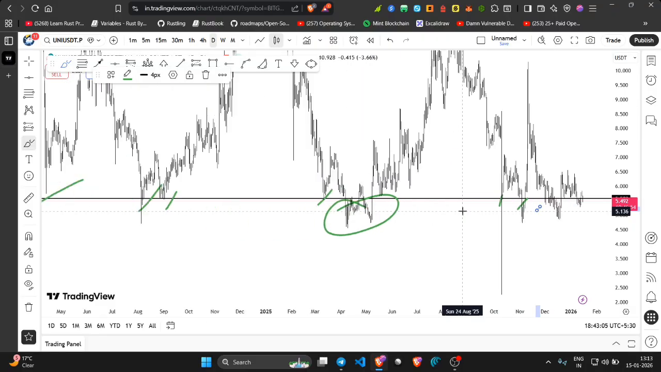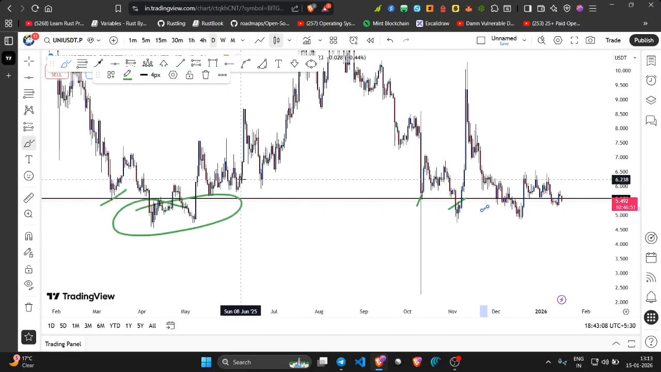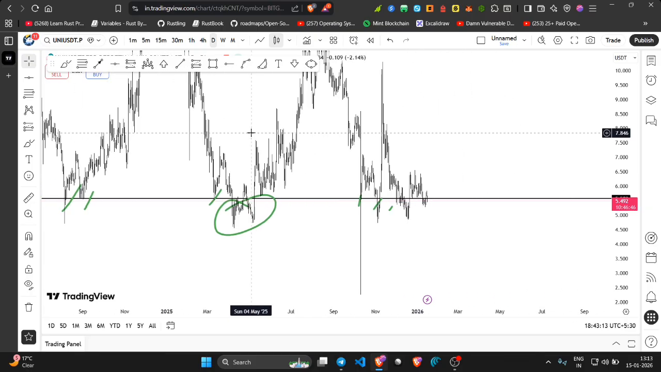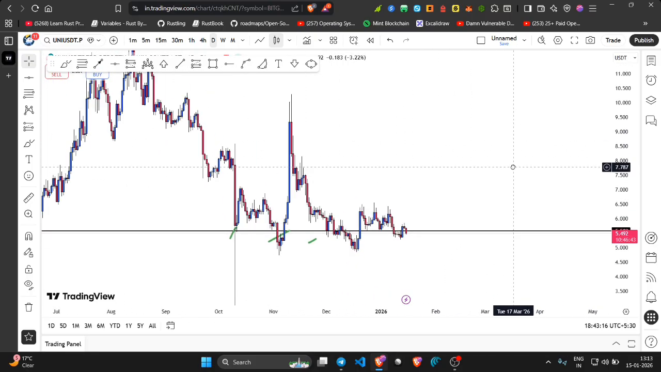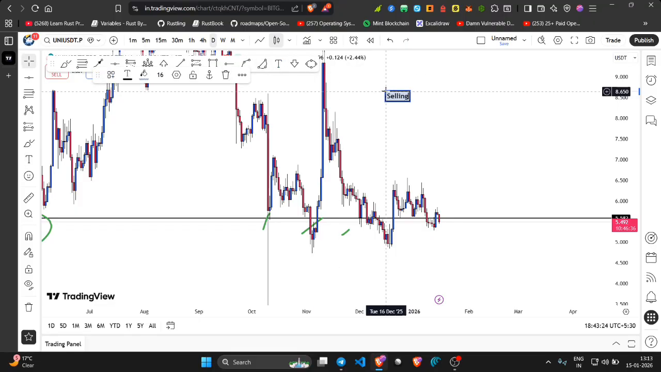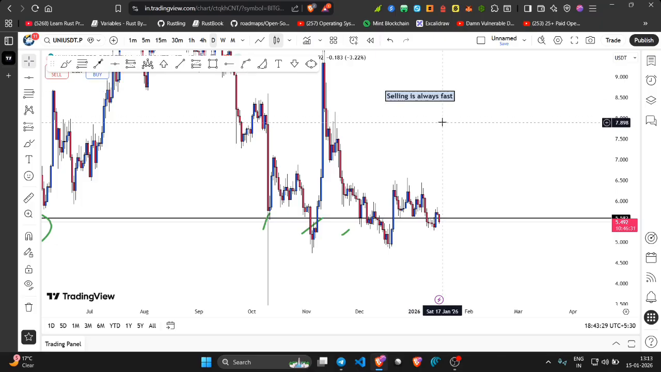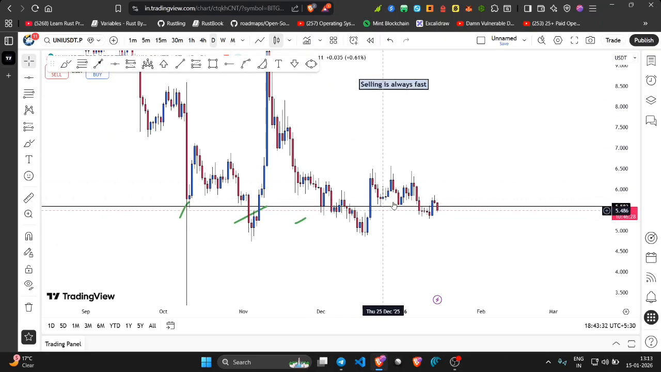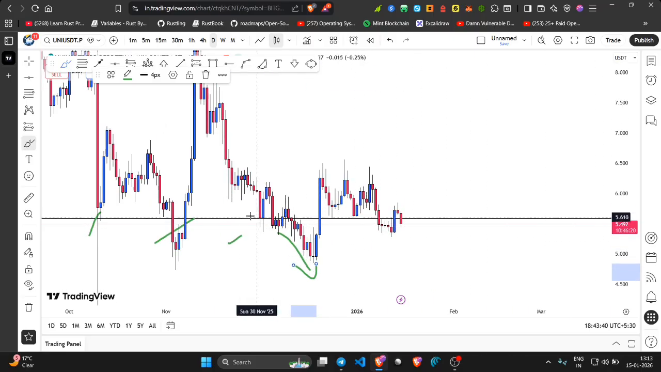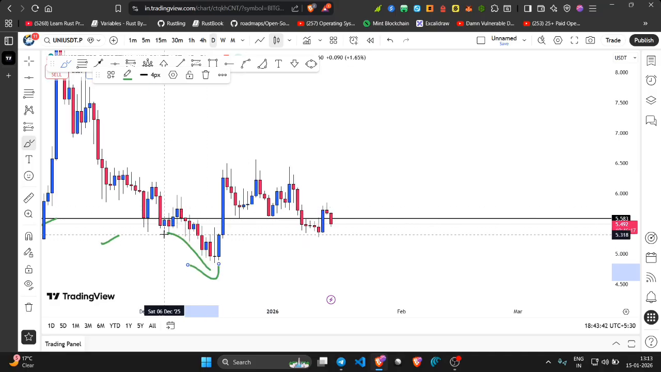My question is simple. The market is touching this level again and again, so this level became weak, right? And one thing you should always remember in your trading career is that selling is always fast. I will just write it down: selling is always fast, boss. When the market gave a breakdown at this point, look at the length of the selling candle. It is negligible. It is not fast.